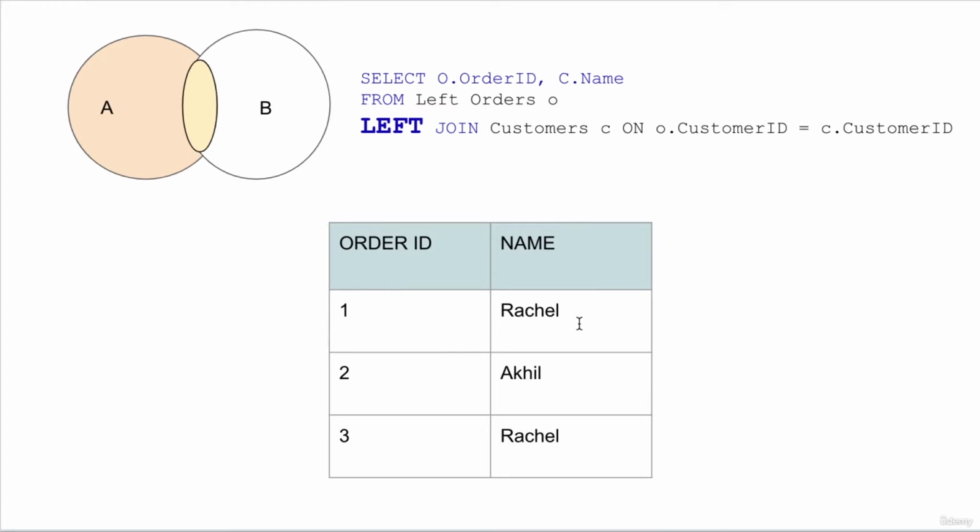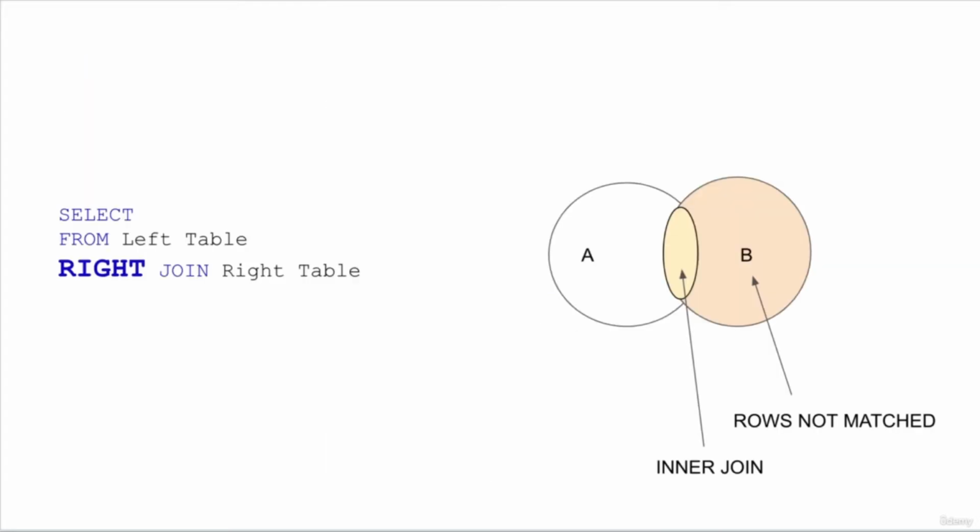Let's now understand a right join. Performing right join or right outer join will select rows that satisfy certain condition between both table A and table B, and also includes rows in the right table that don't satisfy that condition. Let's understand right join with an example.